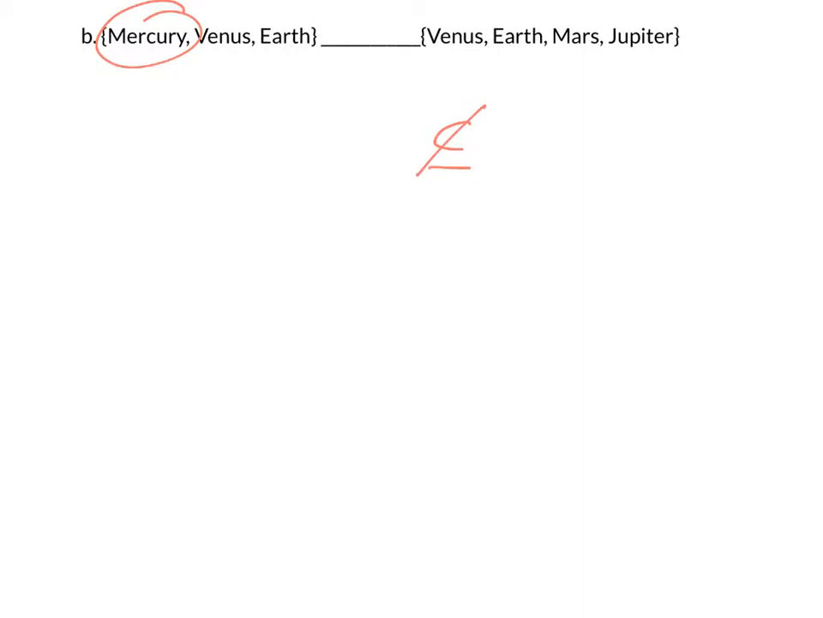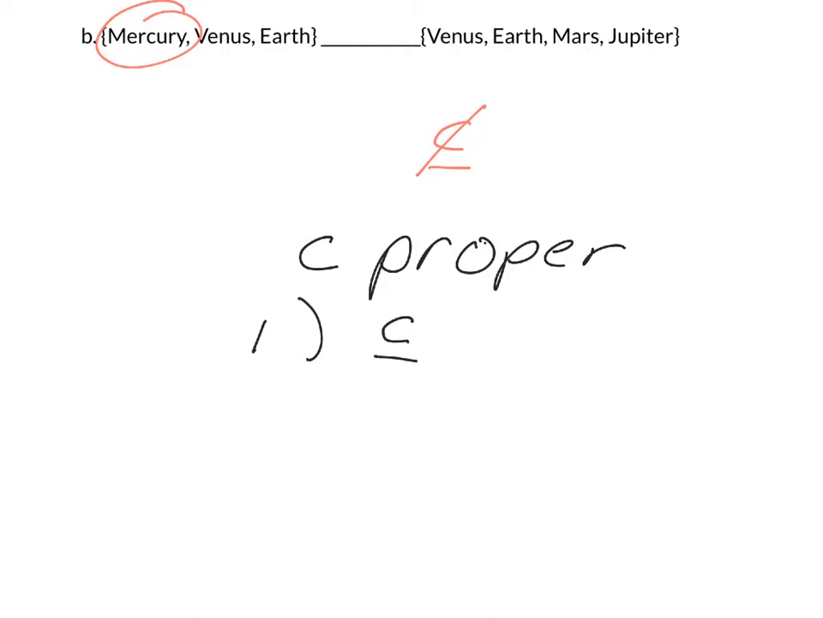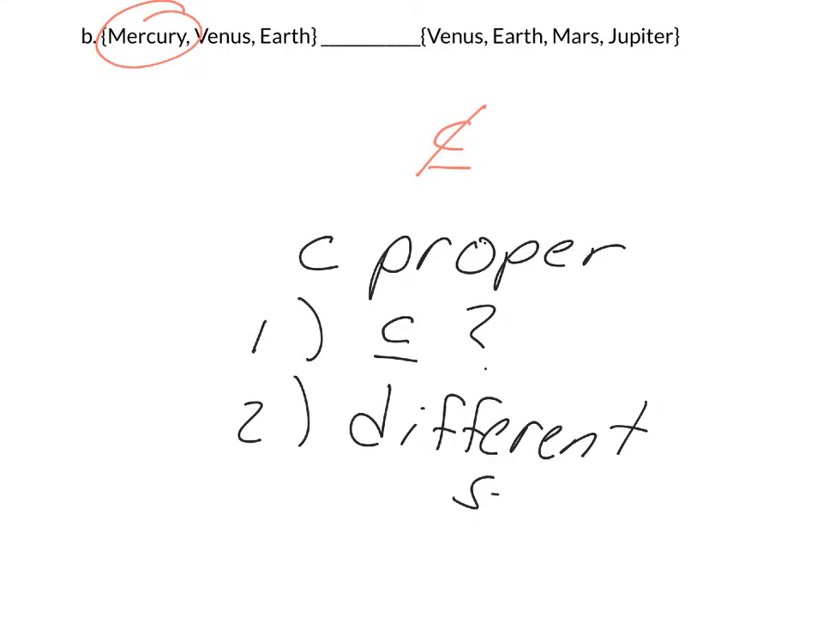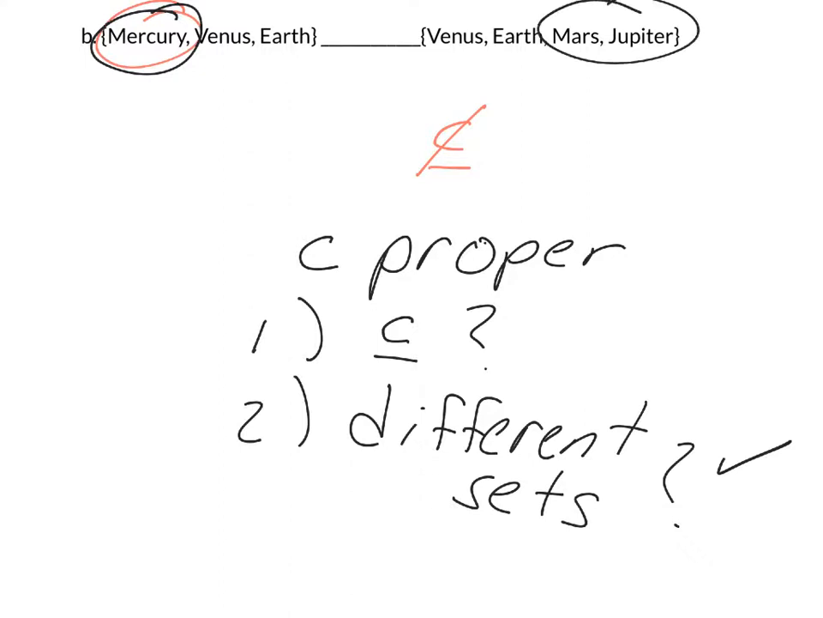Now let's try proper subset. Keep in mind for proper subset, we have 2 criteria to check. We first have to see if it's a subset, obviously, to begin with. And then they have to be different sets with different elements in them. At least one different element in one of the sets. So they're not the same exact sets. Well, it passes criteria 2 right away. They are different sets because the first set has Mercury in it. The second set does not. The second set has Mars, Jupiter in it. The first set does not. So it passes criteria 2.